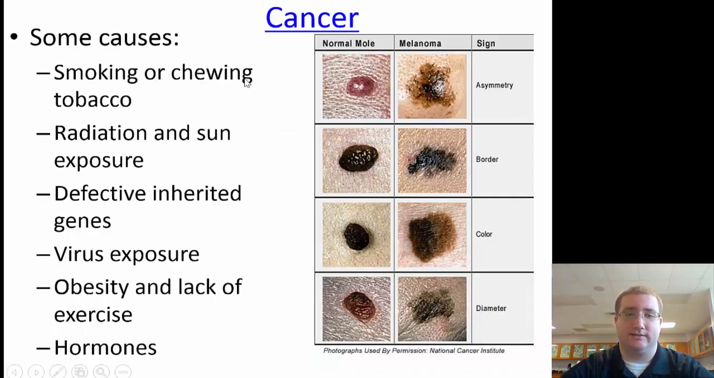And some basic causes that you should already know: smoking and chewing tobacco obviously is not good. Radiation and sun exposure, too much solar UV radiation, can cause damage to your DNA and cause skin cancer, like on the right side. You have some defective inherited genes that we'll go into more in class. Some viruses can cause cancer that I'll discuss later in class. Obesity can cause cancer, and some hormones that can increase cell division can also cause cancer.